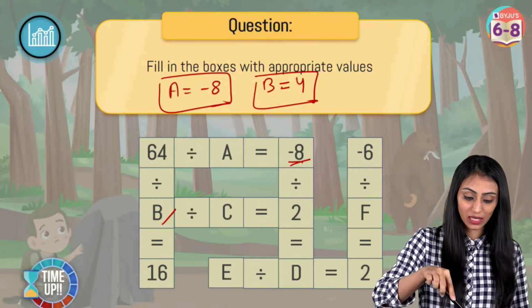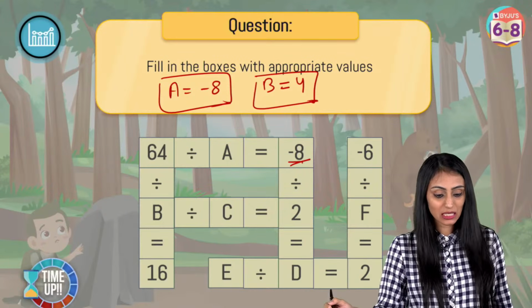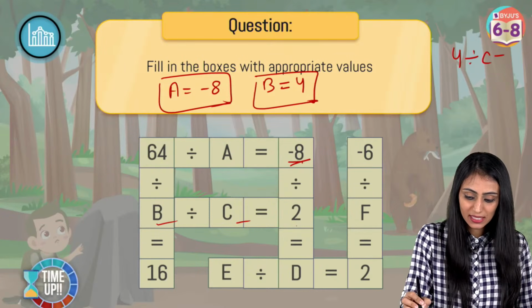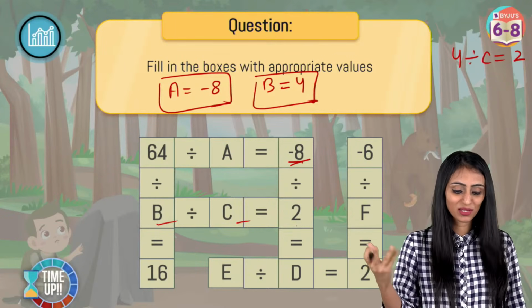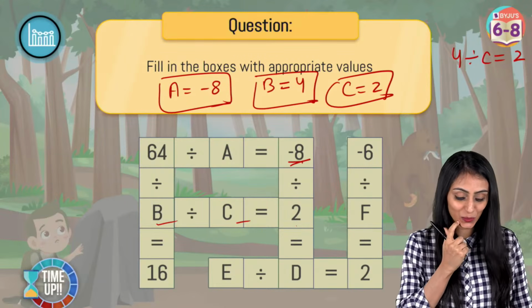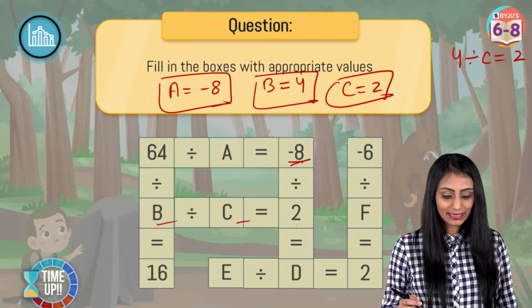Thank you, Nandita. Talking about C. So B divided by C gives us 2. What is B? B is 4. 4 divided by C gives us 2. So C, that's very simple. That's going to be 2 only. This was a very small value, right? C would be 2.